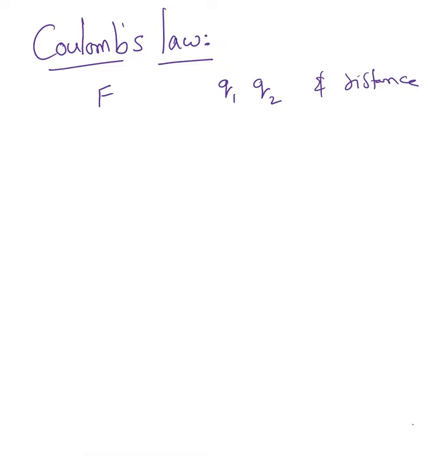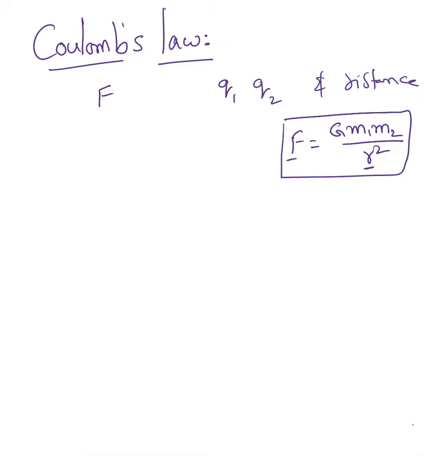In the law of gravity, F equals G times m1 m2 over r squared, where m1 is the mass, m2 is another mass, G is a constant, the gravitational constant, F is the force, and r is the distance. So this is Newton's law of gravity. Now, in a similar way, Coulomb described the force between two charged particles.